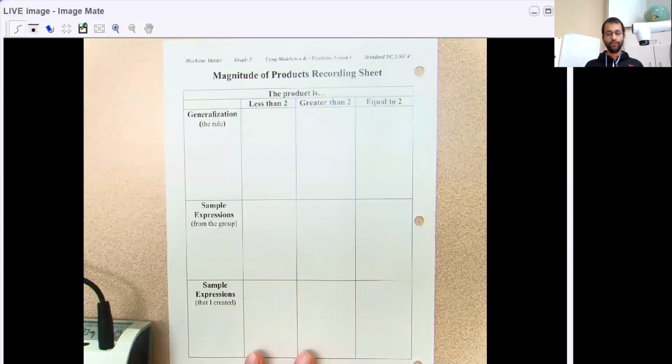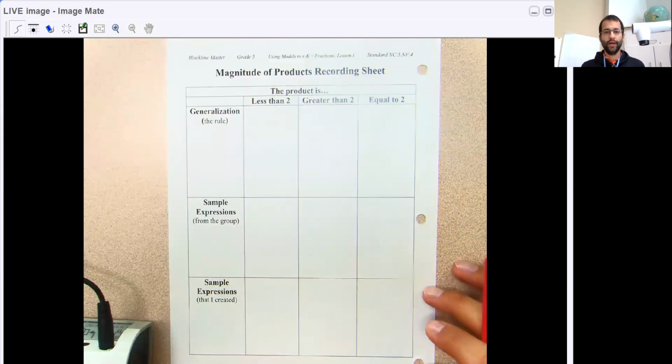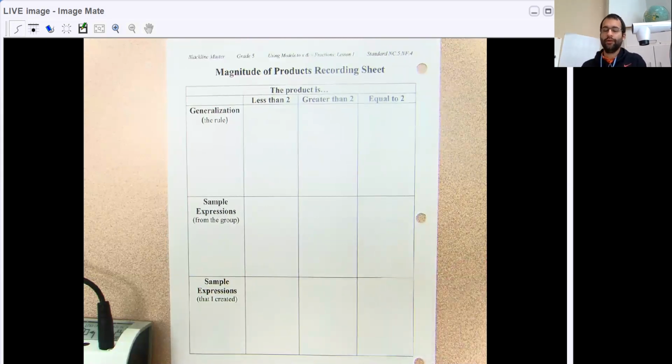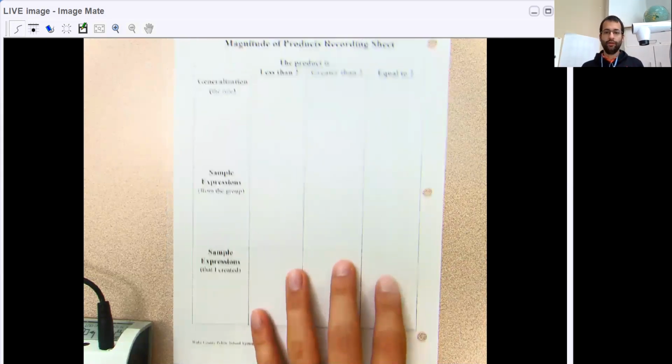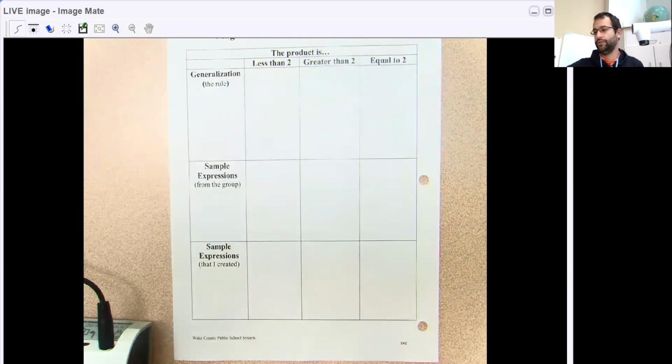We are going to be looking, and we are starting something brand new today. So we are going to be looking at multiplying a whole number times a fraction. Now, let's talk about this for just a second. We are going to be on page 242 and 243. Let me also get that one out as well. So 242 and 243.